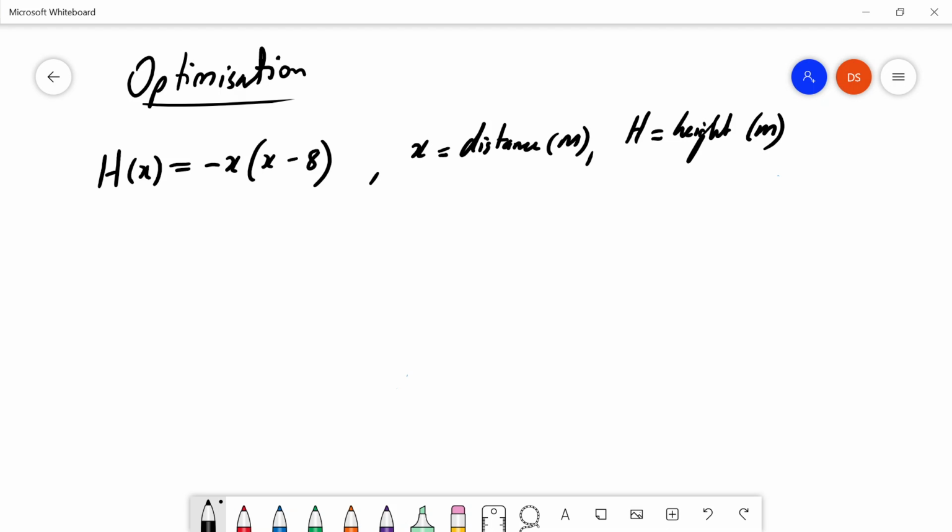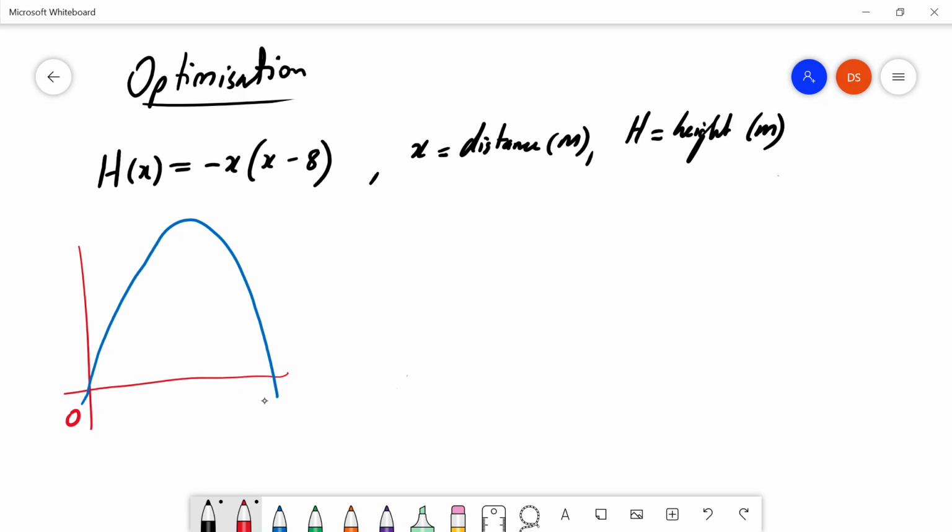So let's draw a picture. We've got one intercept at 0 and the other intercept at 8. Okay, and it's a negative parabola. Based on the algebra that we know, the turning point is going to be at 4. But let's try to use calculus to determine that and find out that that is the optimal point.